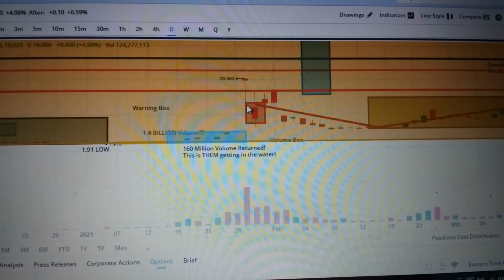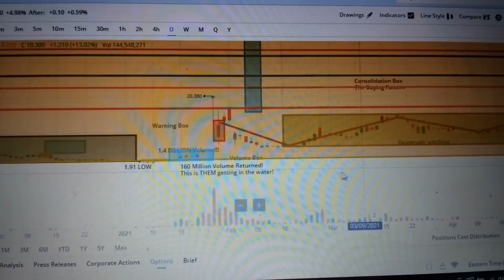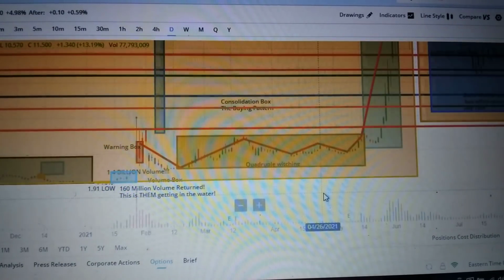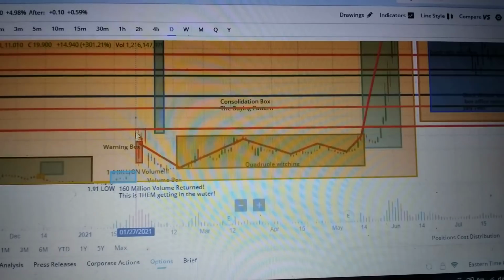On this day, the buy button was taken away. This is January 28th. So I marked that in a red warning box, that something in the future may be happening once they have this run up to 20. The red warning box would appear just like it did here. It was the buy button taken away here.